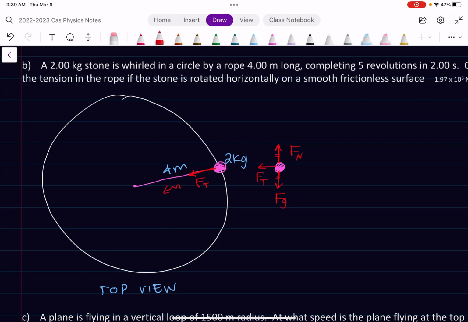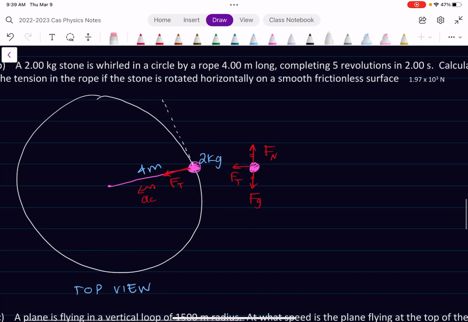So essentially this stone wants to do what stones do, and that's travel at a constant velocity in a straight line. It's prevented from doing that by the centripetal force, in this case supplied by the tension in the rope. That's a force pulling it towards the center of the circle. So it's asking us, what is that tension force?